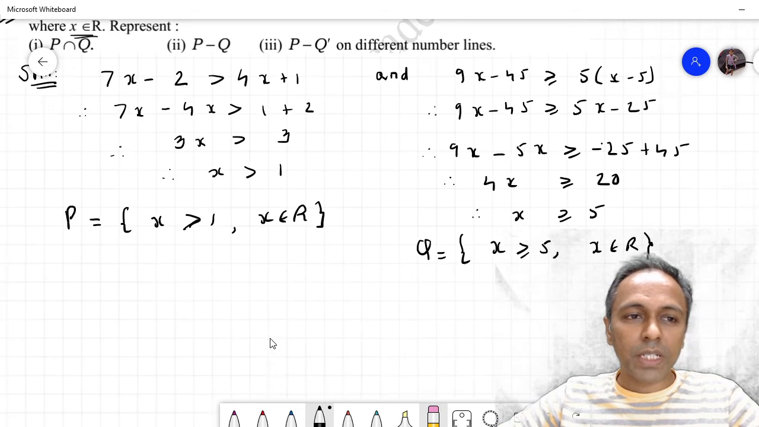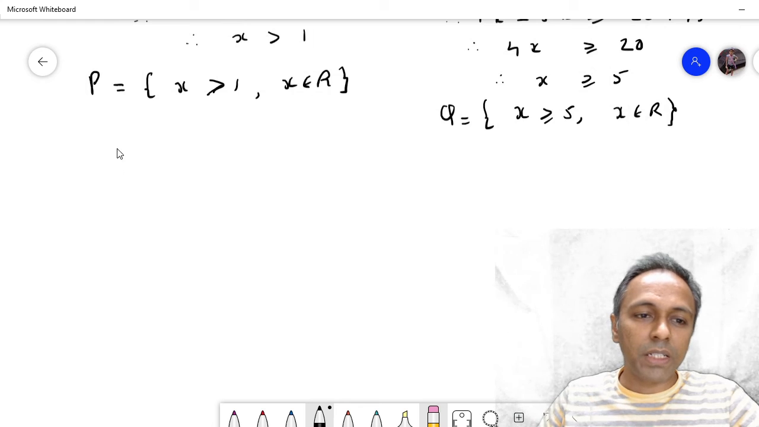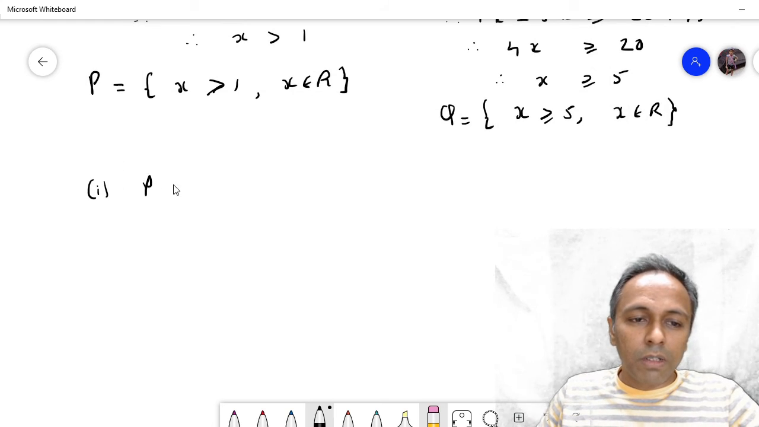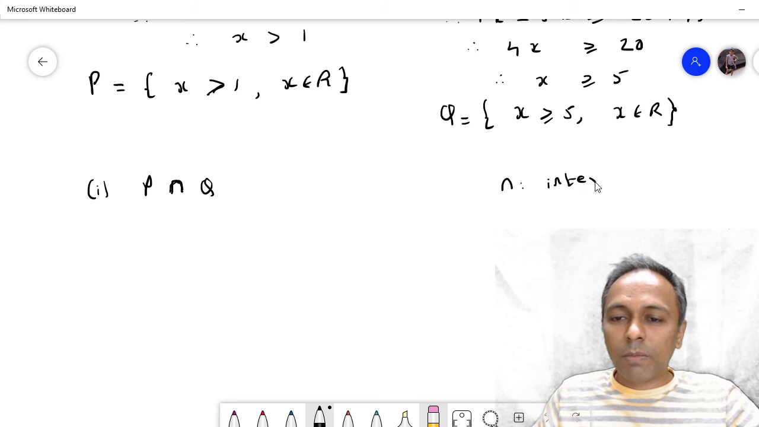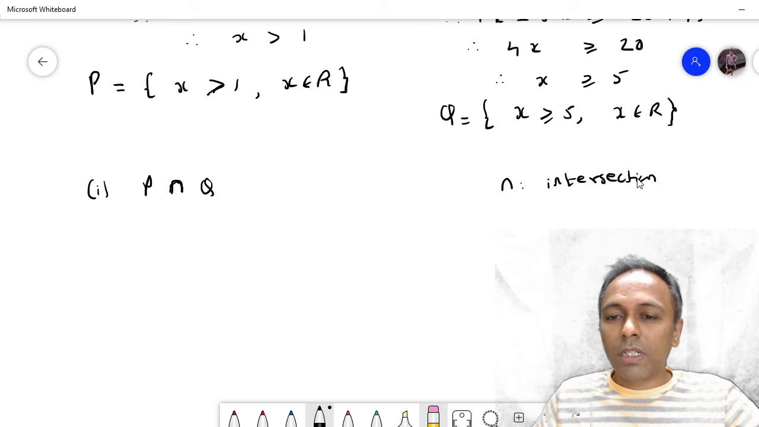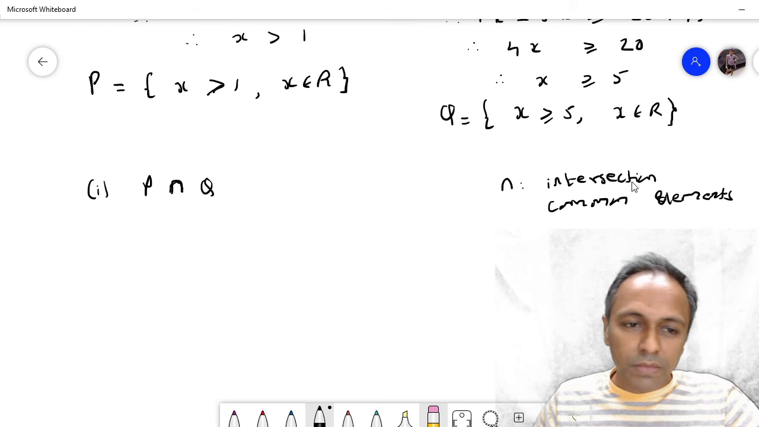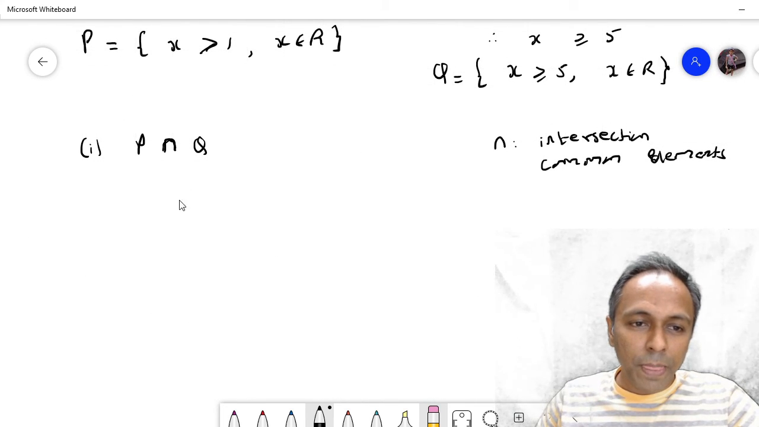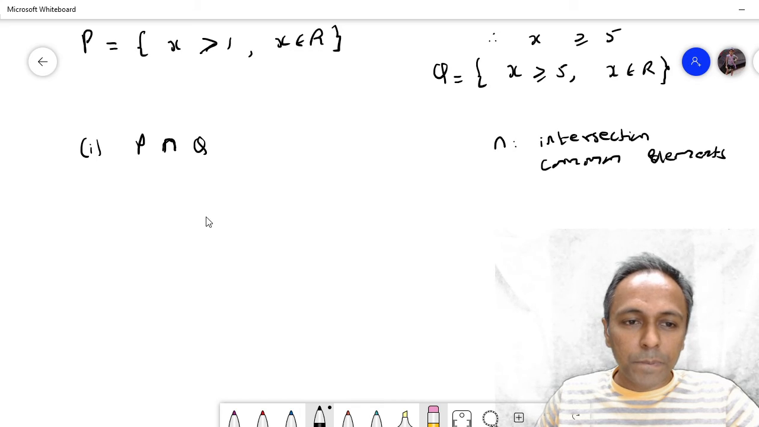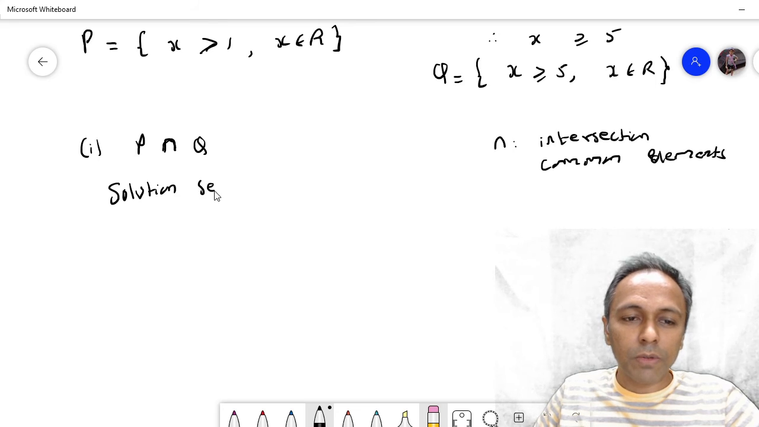Now our job is to express the first one. First question is P intersection Q. This symbol is read as intersection. Intersection means common elements. We have to write the common elements. So what do we do? Let's first make a number line. Okay, first let's write the solution set, then let's make the number line, it will be a bit easier.